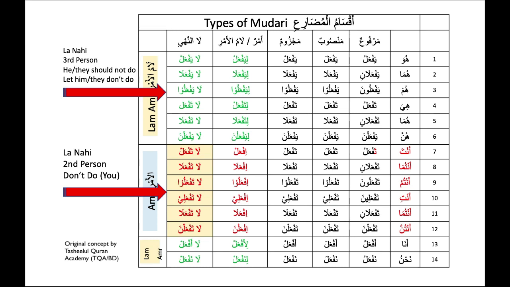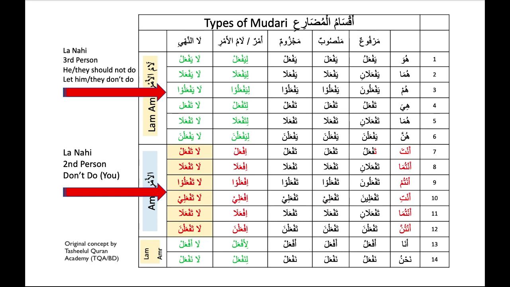Similarly, for the third person who is not present here, the negative command should work like this. La yaf'al. It means he or they should not do, or let him or let them not do. So all the 6 conjugations for la nahi in case of third person should act like this. La yaf'al, la yaf'ala, la yaf'alu, la taf'al, la taf'ala, la taf'alna.